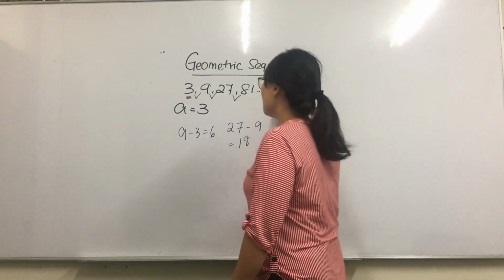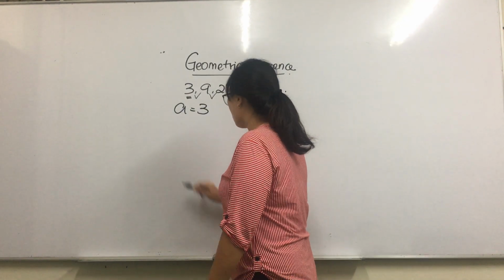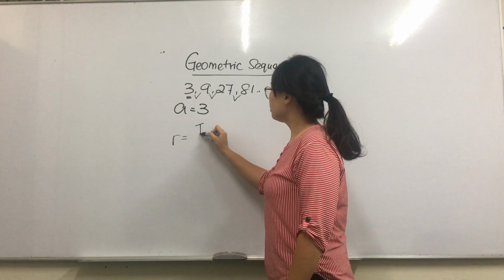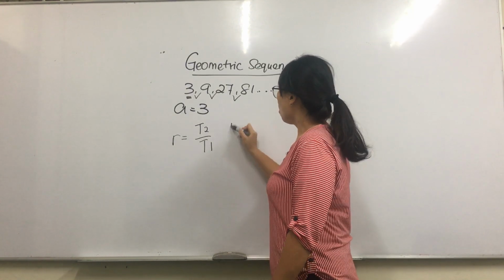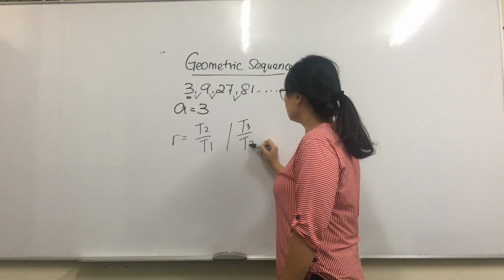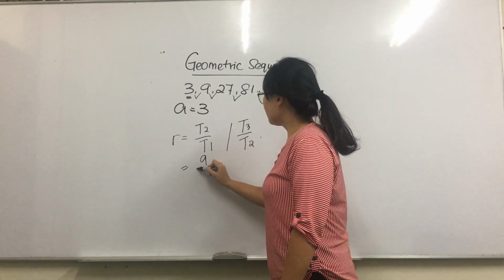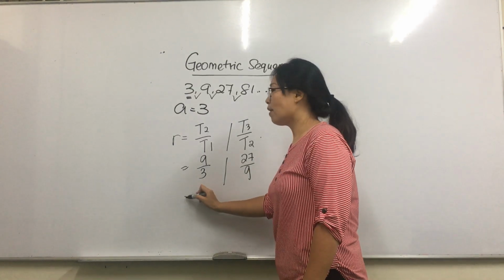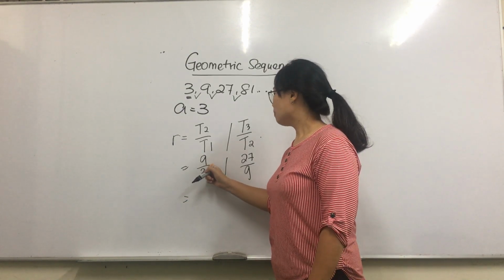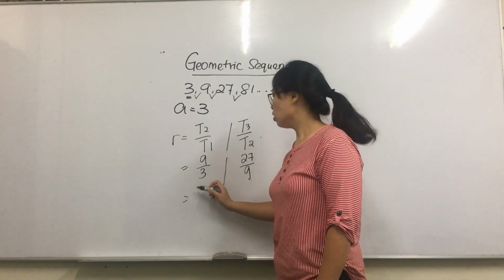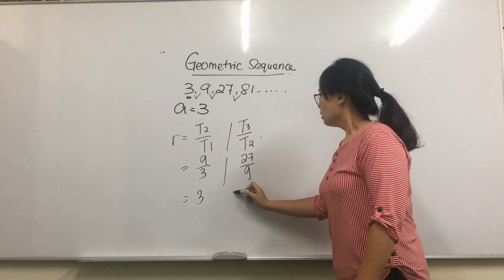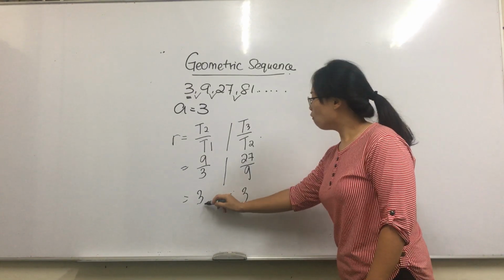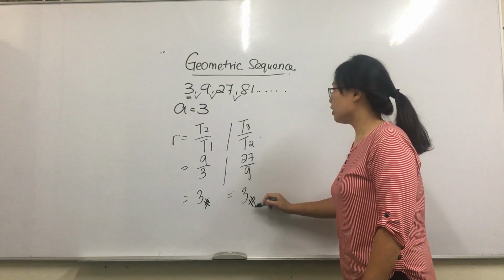So, when this is not common, let us find another one, which is what we call the common ratio. The common ratio is actually T2 divided by T1 or T3 divided by T2. So, T2 is 9 divided by 3 or 27 divided by 9. We identify whether it's common or not. 9 divided by 3 is actually your 3. And 27 divided by 9 is actually your 3. So confirm this one is the geometric sequence.